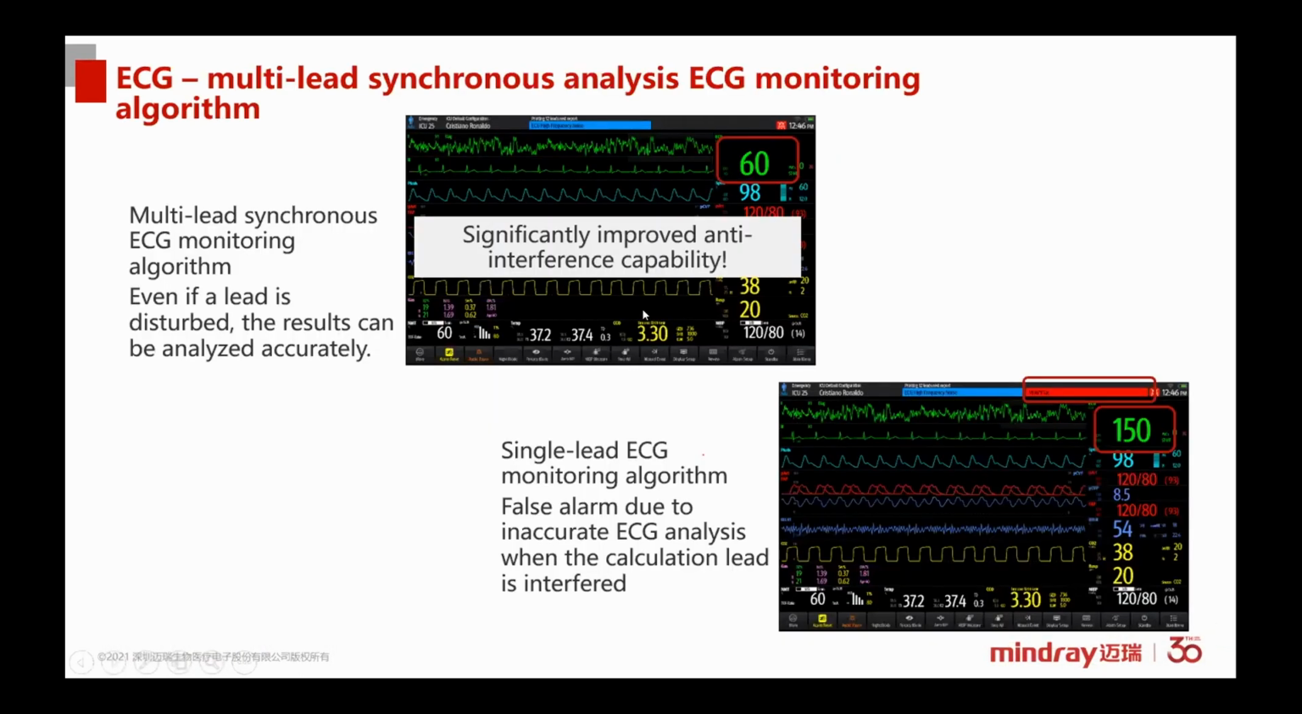For ECG function in our N series, I suppose that all the patient monitors can use this function, right? So what's the benefit in our patient monitor, especially in ECG? You know, the early, old type of monitors basically use the single lead ECG monitoring algorithm. When the calculation lead was disturbed, the inaccurate ECG analysis would lead to a false alarm. But now our N-series patient monitors are using the multi-lead synchronous ECG monitoring algorithm, which can help us give accurate analysis results according to the status of the leads. Even if one lead is disturbed, we can still give the accurate analysis result to the doctors.